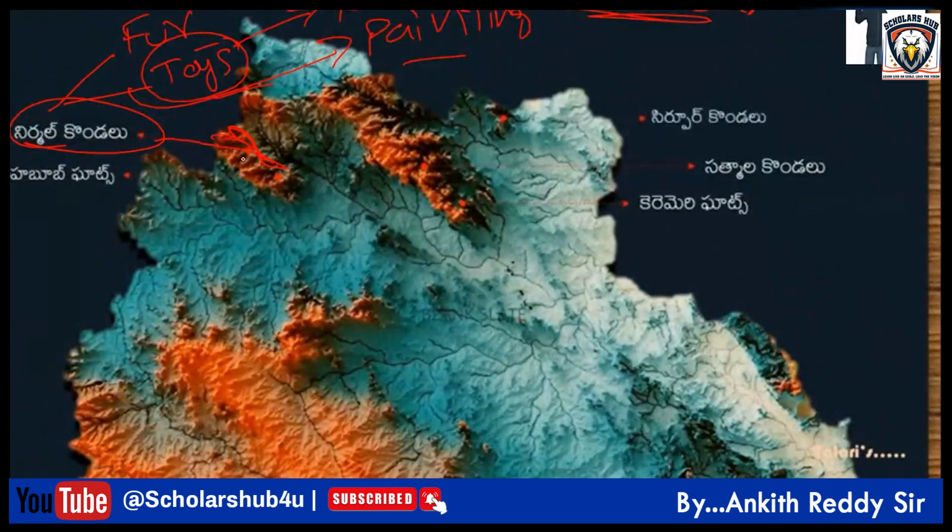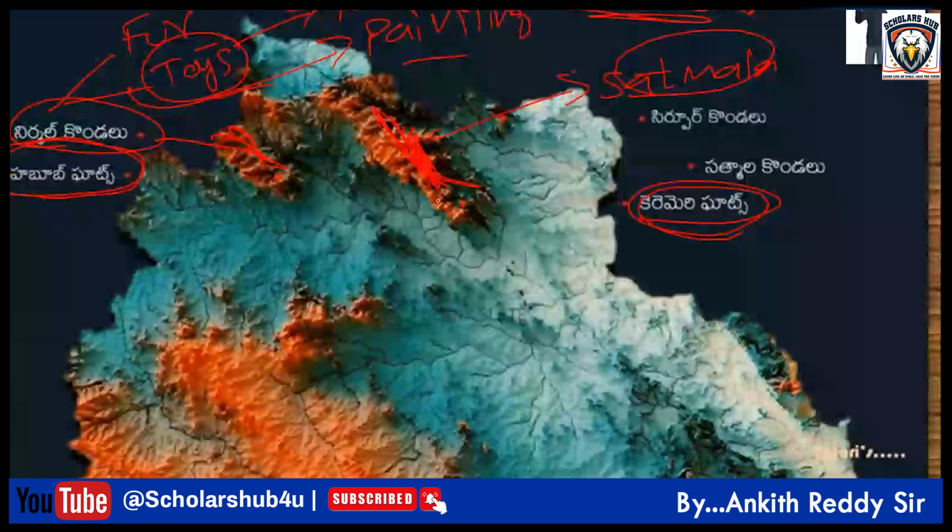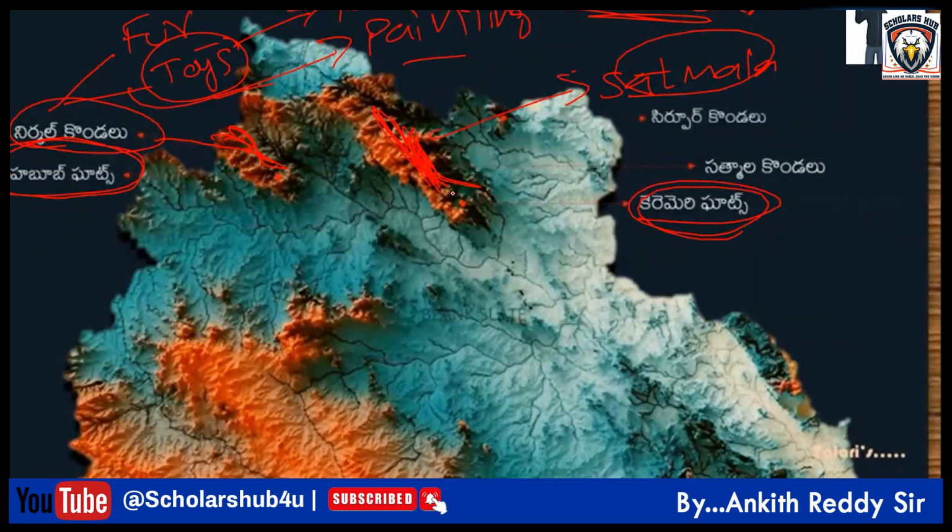The Ghat section in the Nirmal Hills is called Mahuva Ghats. Mahuva Ghats are part of the Nirmal Hills. And here in Adilabad and Kumuram district, the extension of hills you find is the Satmala Hills. The Ghat section you find here is Kerimeri Ghats. So, Mahuva Ghats in the Nirmal region, and the Ghat section of the Satmala Hills of Adilabad-Asifabad is Kerimeri Ghats.